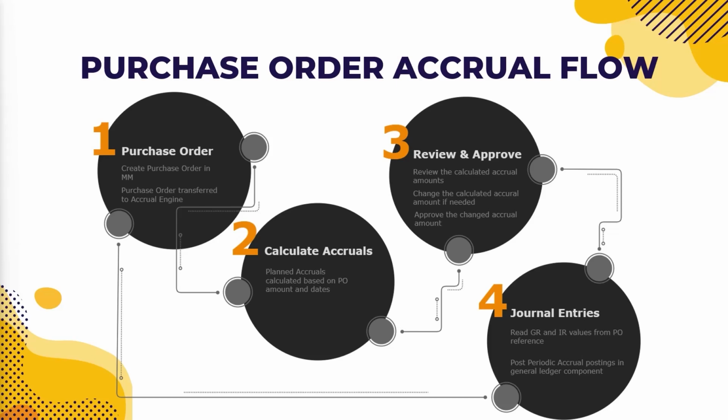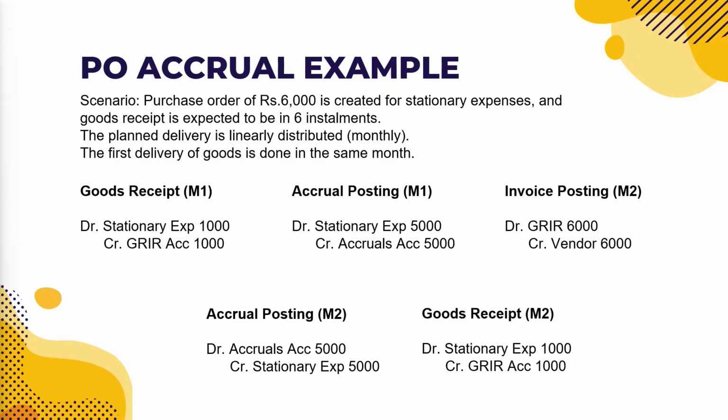Again, at the end of subsequent months, the accruals that are posted for the previous months are reversed and the cumulative accrual values are posted for that particular month. Now let us take a scenario of purchase order accruals and understand how the accounting entries are generated at different phases of the purchase order.